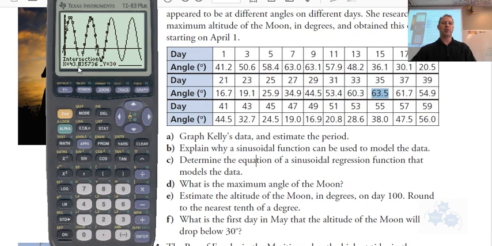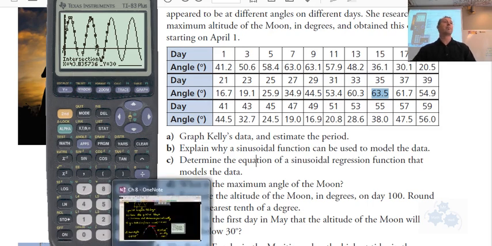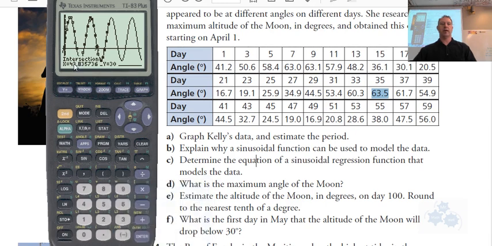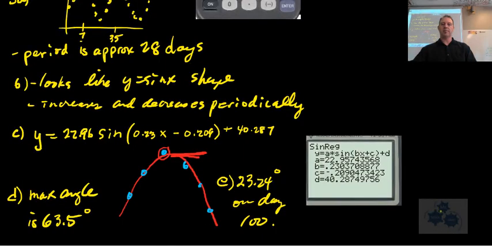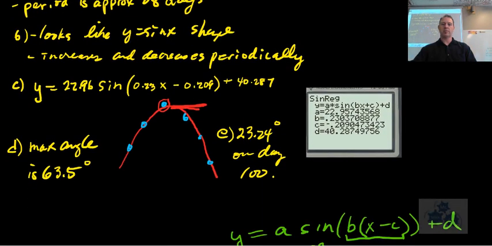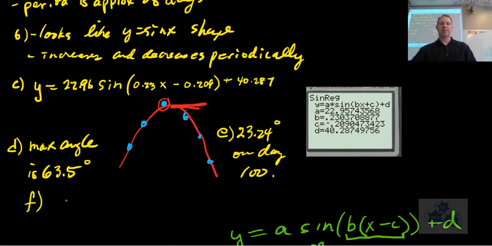So that's day 43.8. So what would be day 43.8 after April 1st? May 14th? Okay. So April 1st, and then add 43.8. So May 14th, you're saying? Okay, I'll take your word for it. It sounds about right. So for F, you would say May 14th would be the first day that it drops below 30.